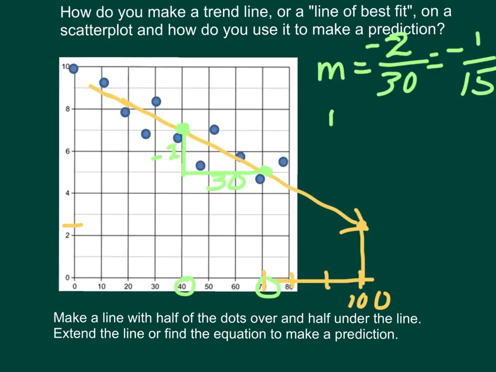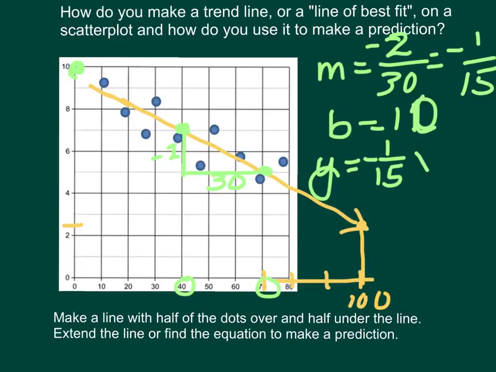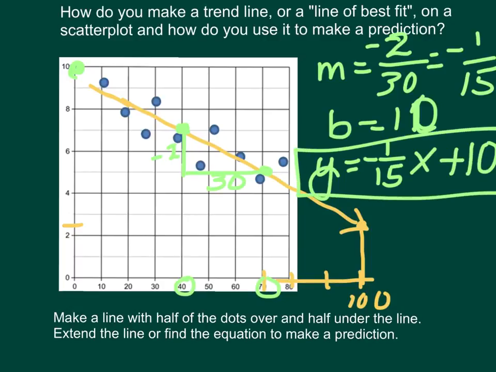We can also tell that we would hit the y-axis right up here, right about 10, so our y-intercept would be 10, so now our equation would be y equals -1/15 times x plus 10. Now, you can do that with an equation. I will say that when kids first start, they make the line of best fit, and then they go down and extend it to make their prediction.